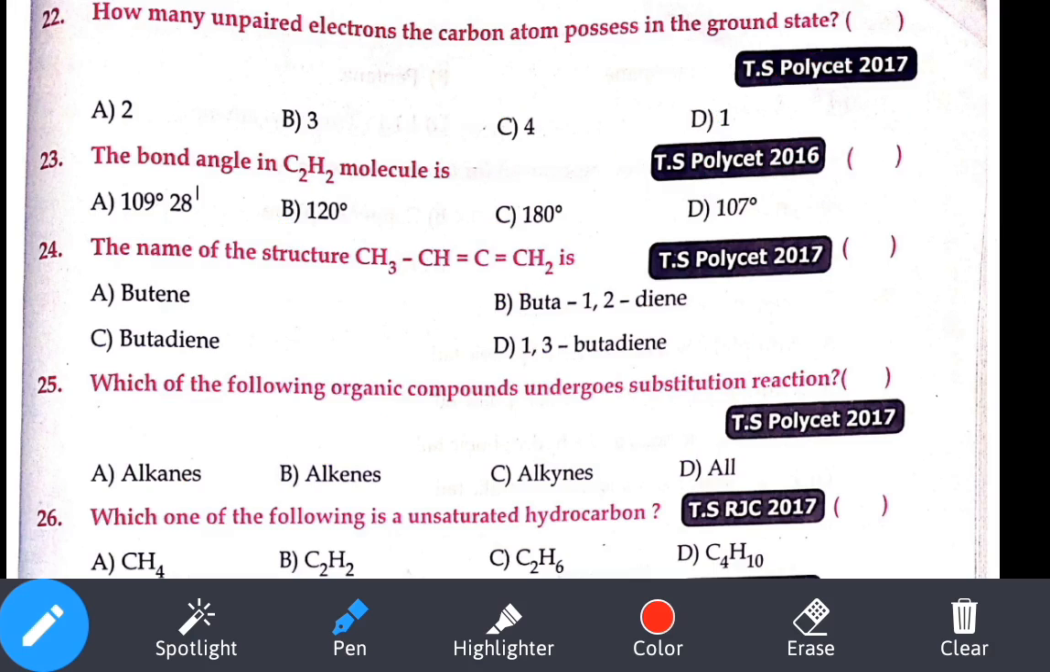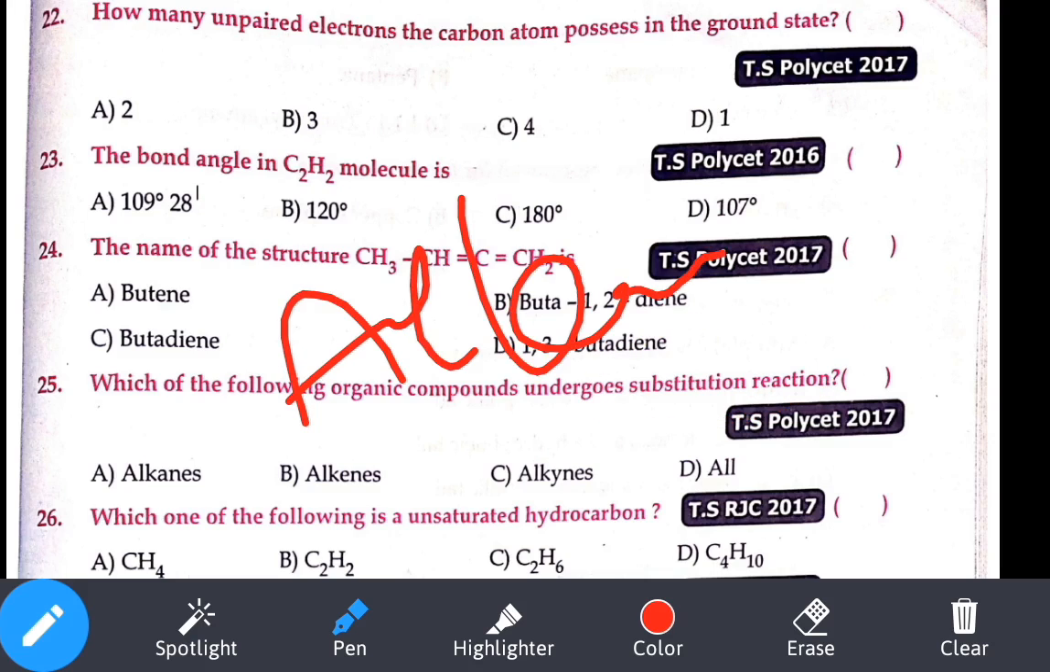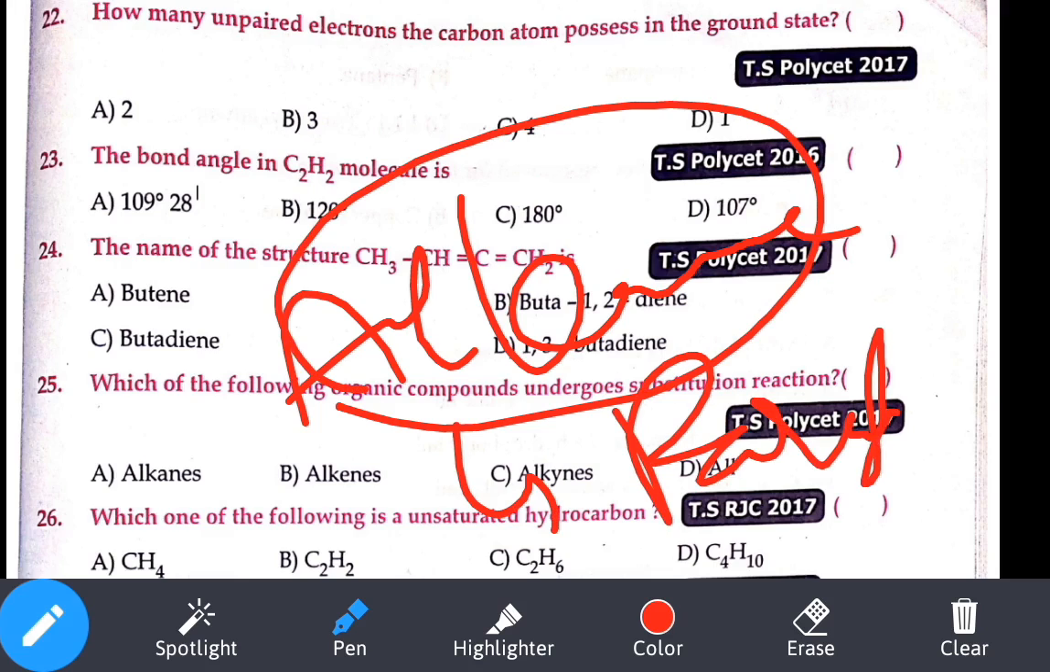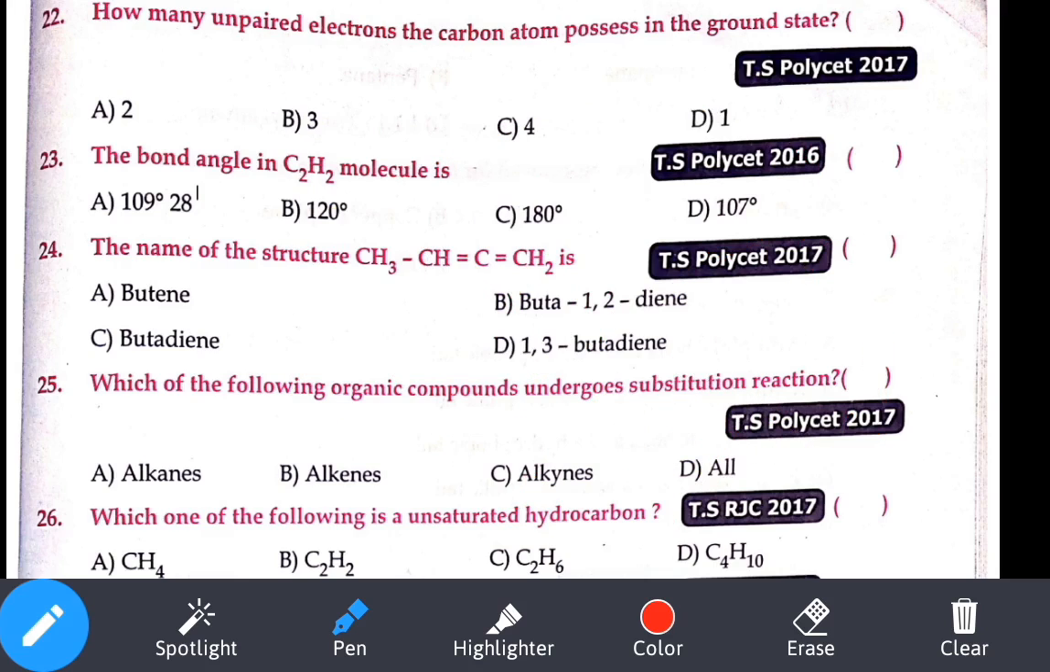Let's see the 25th question. Which of the following organic compounds undergo substitution reaction? Usually alkanes do not undergo any reaction, but under certain conditions alkanes also undergo substitution reaction. Since alkanes are non-reactive in nature, alkanes are called paraffins. But here alkanes will undergo substitution reaction. Alkanes, option number A.